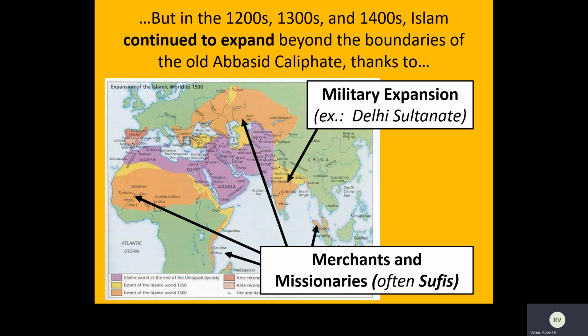Let's see. But, of course, Islam, the religion and the civilization, even as the Abbasid Caliphate fell apart in the centuries leading up to the 1200s, Islam itself expanded quite a bit beyond the boundaries of the old Abbasid Caliphate, covering those areas we've already seen. This is the third time this map has made its appearance in our review. Part of it was related to military expansion.